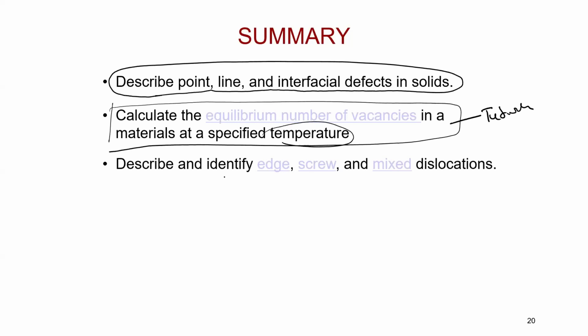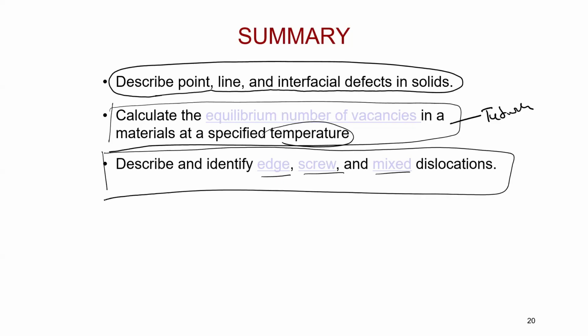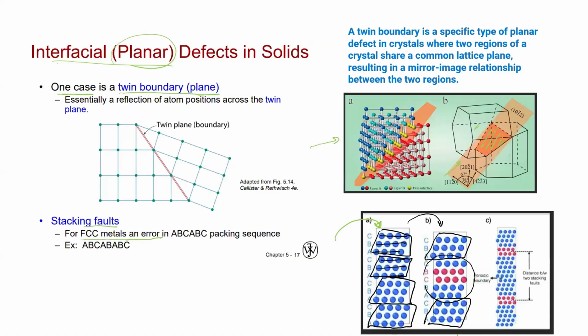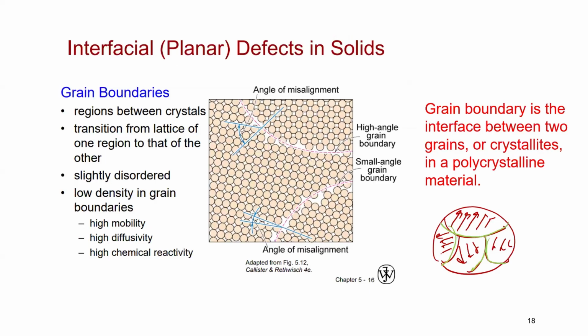Describe and identify edge, screw, and mixed dislocations. I told you, when the pictures are given to you, you should be able to identify which one is what. And to identify, you should have the knowledge of what that means. Edge defect means what? Screw defect means what? Schottky defects mean what? Frenkel defect is what? So you need to know which one is what to identify them. These ones are important for your quiz 1, okay?